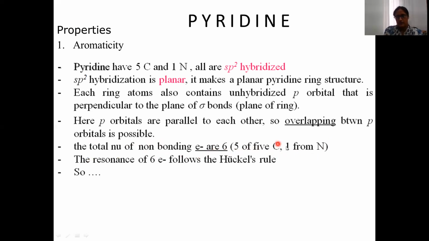These p orbitals of the 5 carbons and the nitrogen overlap with each other and make pi molecular orbitals. By the formation of pi molecular orbitals, they follow the Huckel rule. That's why this compound has the specific characteristic of aromaticity. So pyridine shows aromaticity.